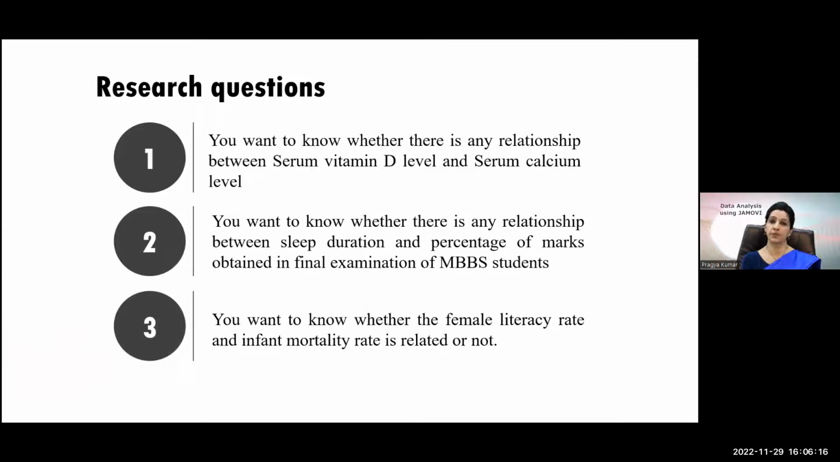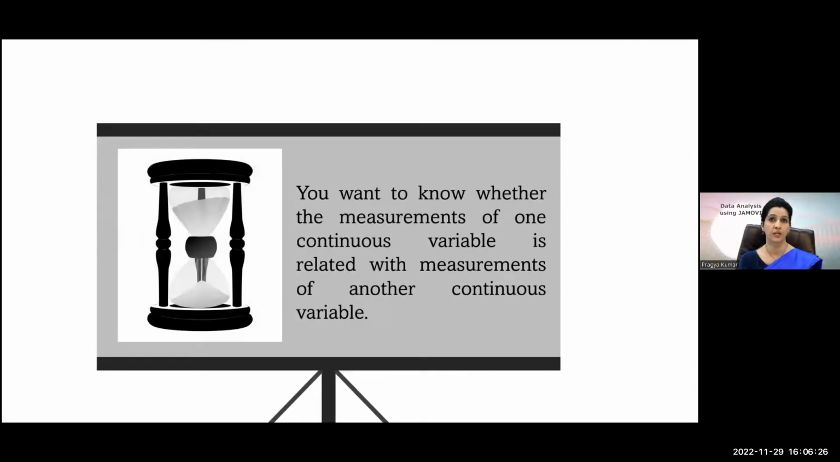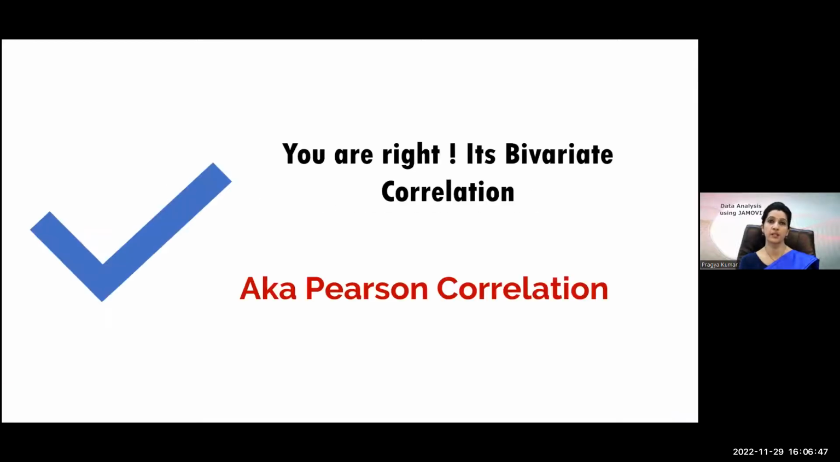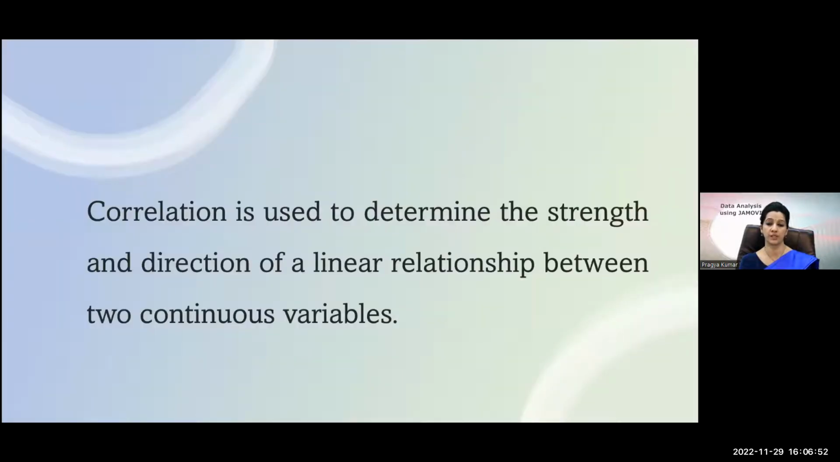Similarly, if you want to know whether the female literacy rate and infant mortality rate are related or not, then also you can use this bivariate correlation. So in all these research questions, what have you seen? That there is one continuous variable and you want to see the relationship with another continuous variable. So the appropriate statistical test for such a research question is the bivariate correlation, which is also known as the Pearson correlation.